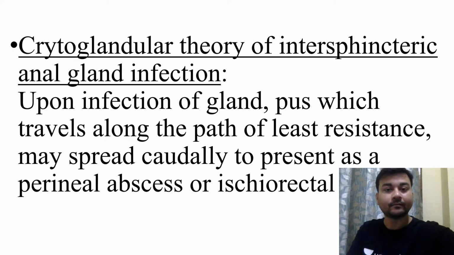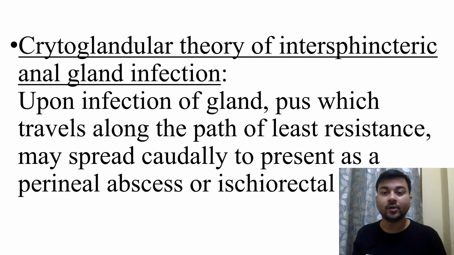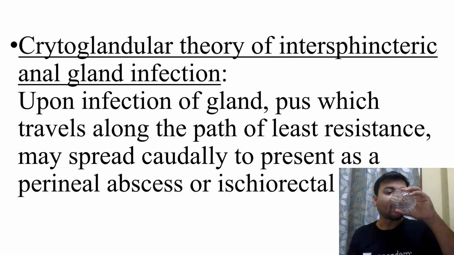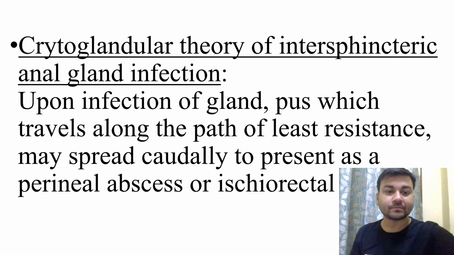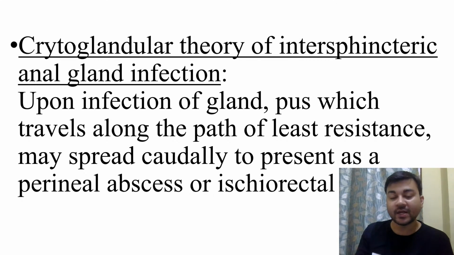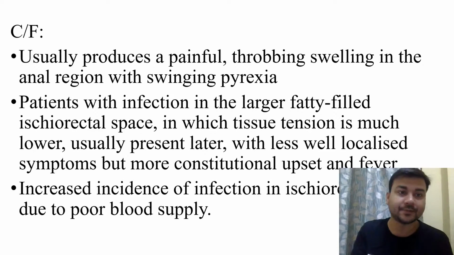Okay. So how are these rectal abscesses formed? There is a theory known as the cryptoglandular theory of intersphincteric anal gland infection. Upon infection of the gland, pus, which travels along the path of least resistance, may spread caudally to present as a perianal abscess or ischiorectal abscess. So that is why these are the most common sites for development of rectal abscess.